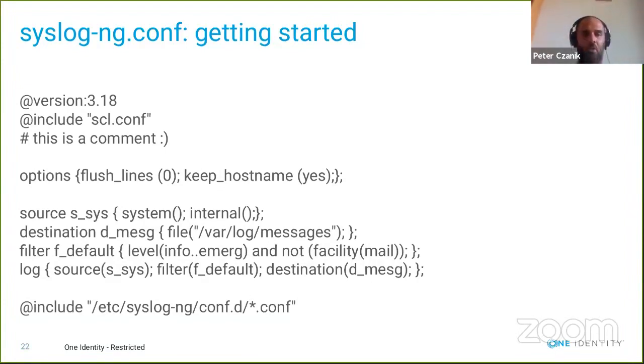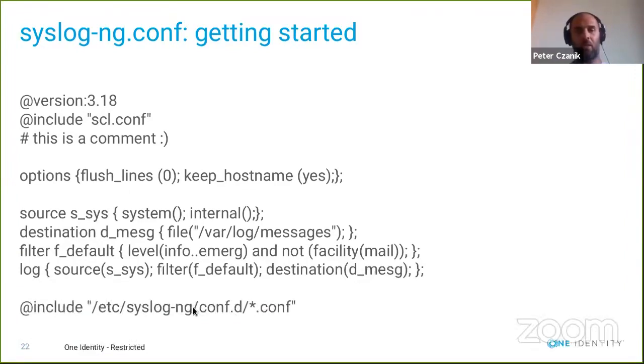Next, we can see a bunch of building blocks: a source, a destination, and a filter. And on the fourth row, you can see that there is a log statement which connects all of these together. So a source for local log messages, a filter, and a destination for var log messages.